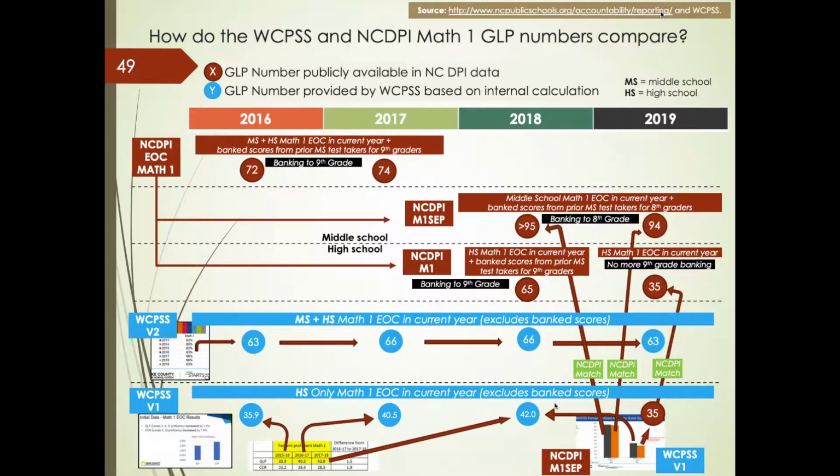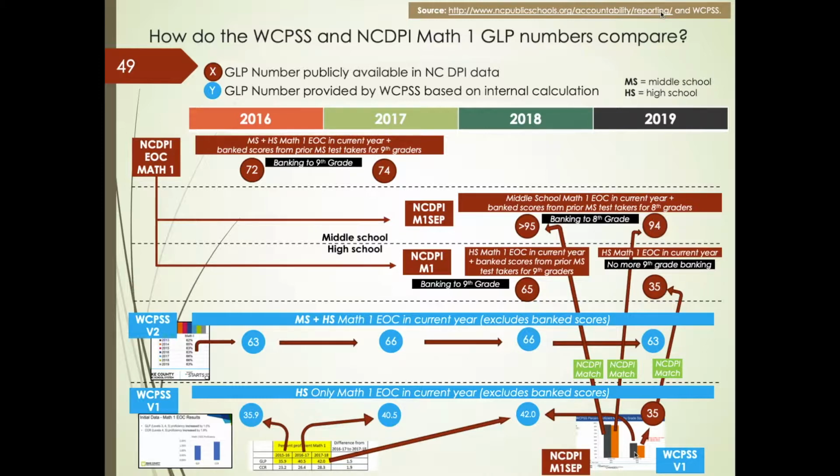North Carolina is converging towards the method of tracking that Wake County's been trying to use for the last several years. And then likewise, the other numbers on this chart are the middle school numbers, and those appear to be coming directly from M1 SEP. Okay, so there again we have some as-is numbers right out of the DPI. So for these three numbers, the two middle school numbers, the greater than 95 for 2018 and the 94 for 2019, those match what's in the DPI, okay, on this Wake County produced chart. And then this 35 matches what's in the DPI as the M1 number.